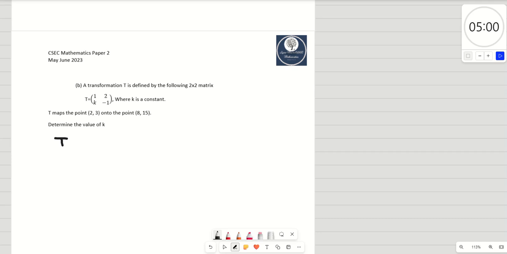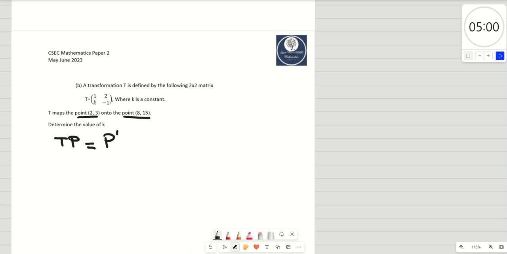maps onto point 2, 3, right? So when this maps onto the point 2, P, it gives you the image. So I'm going to put this as the object and as the image, so object P. So when you multiply that transformation by P, you'll get image P.